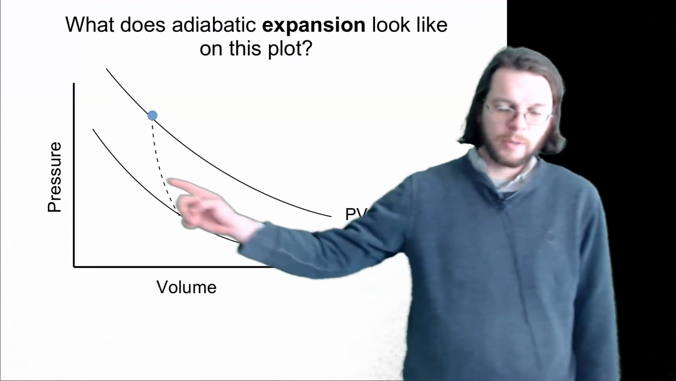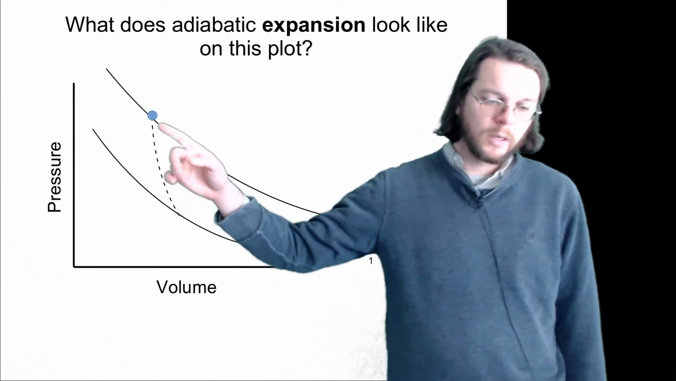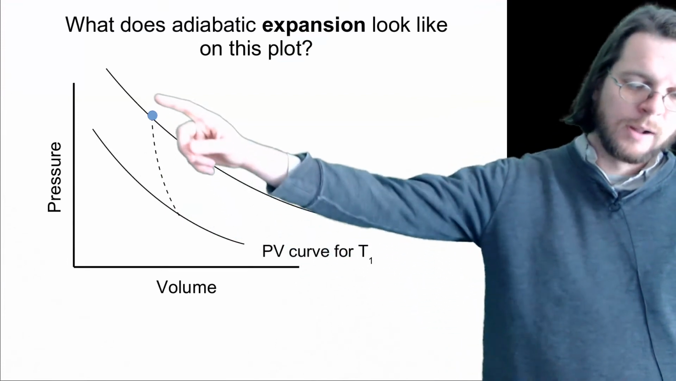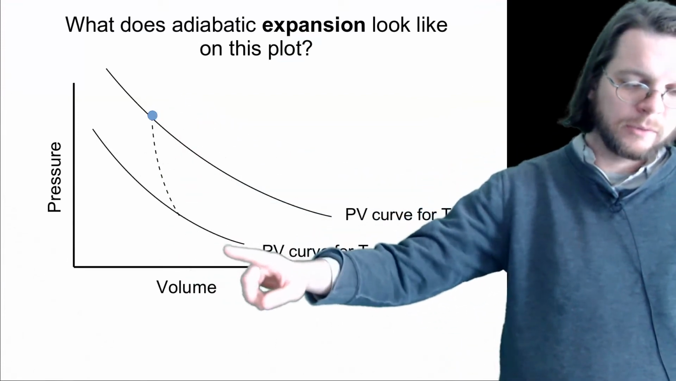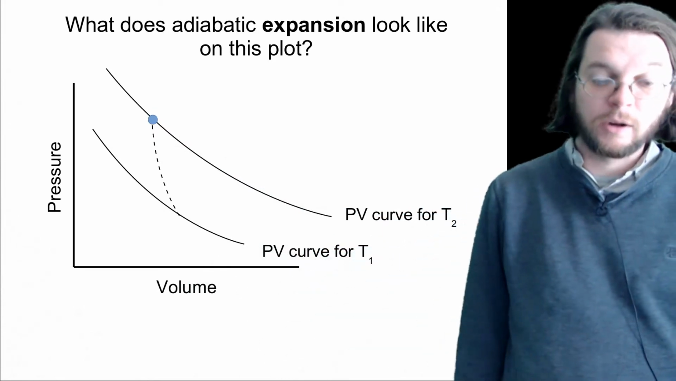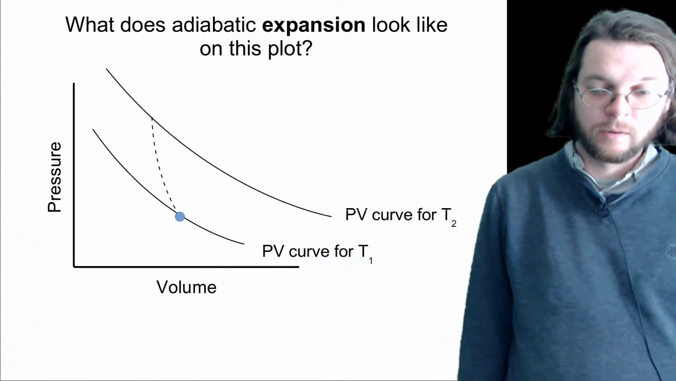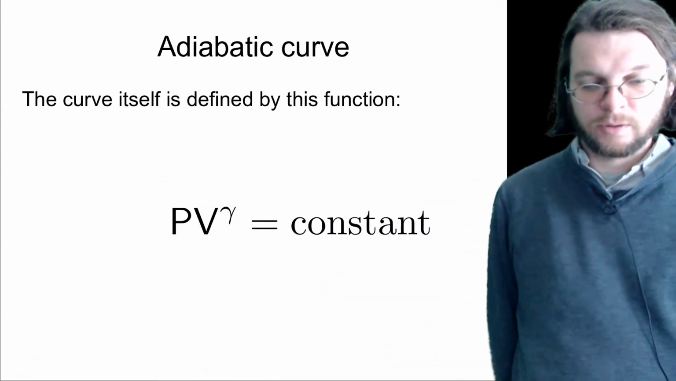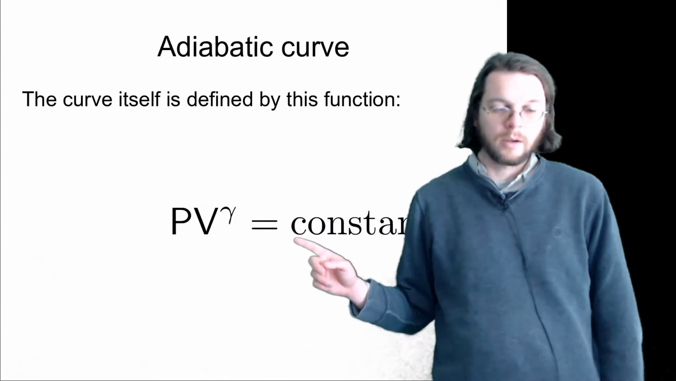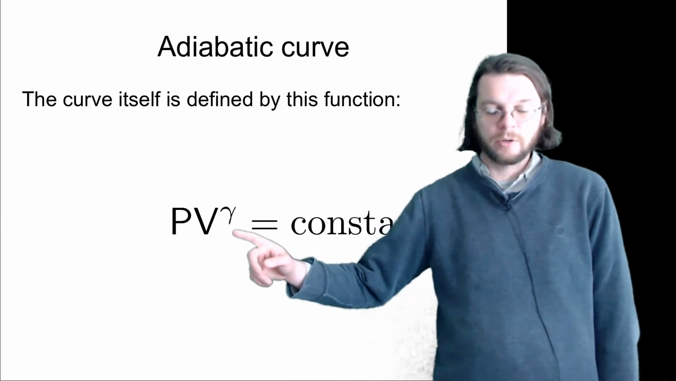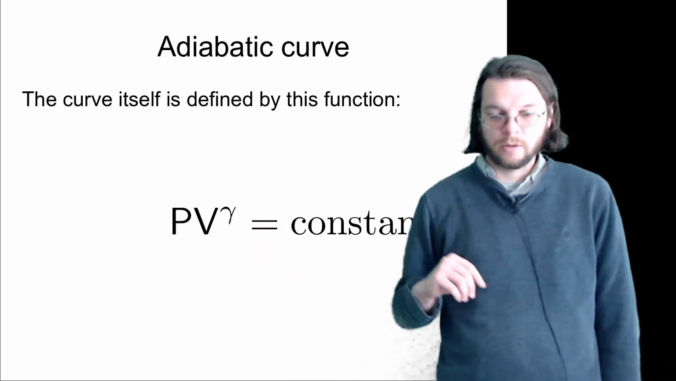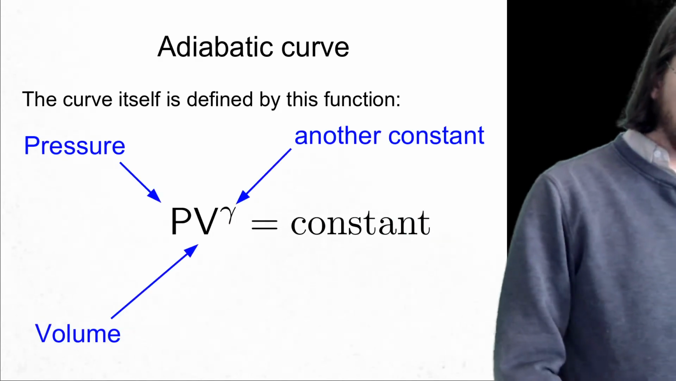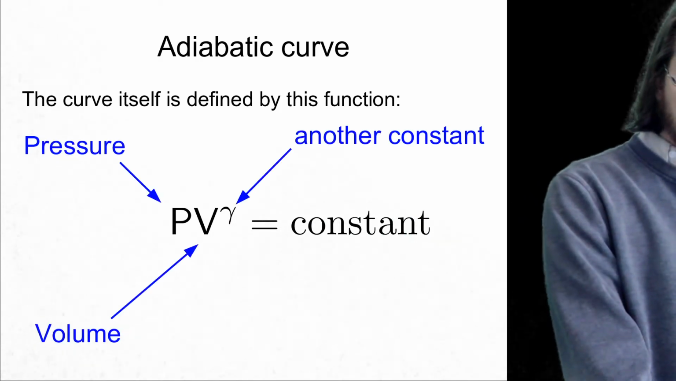So adiabatic expansion on this plot is going to start from up here, right? Because I'm starting at some temperature. But then very rapidly I'm going to go down to some lower temperature because the volume is expanding very quickly. And so this curve is defined by this formula. This is the pressure, the volume, and then this symbol here is called gamma. It's a Greek symbol, which I'll talk about in just a second.